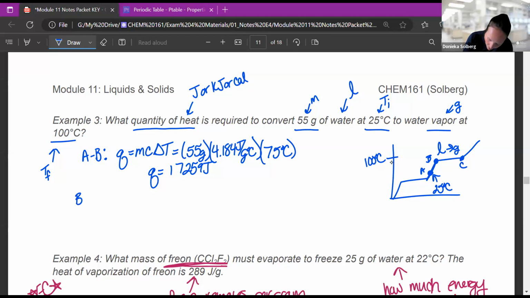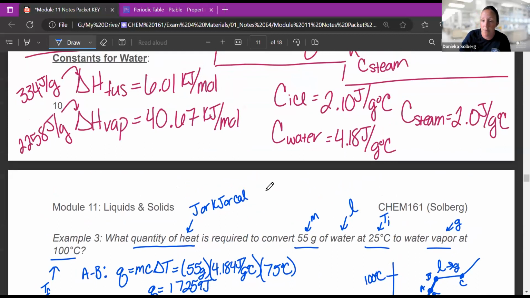Now the phase change part from B to C would be Q equals M delta H, because it's a phase change. All right, so that is 55 grams. Now I need the delta H. Now, am I fusing it or am I vaporizing it? I'm going from liquid to gas, so I'm vaporizing. So I need the delta H vaporization of water.